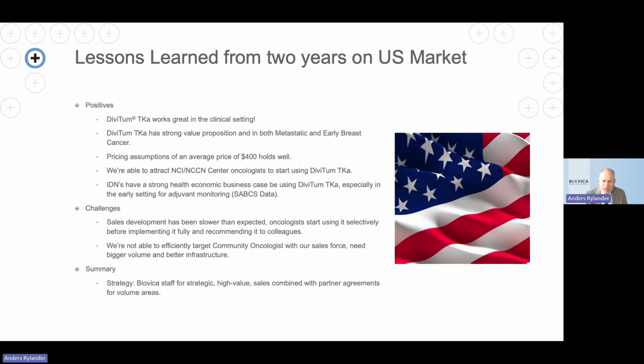So if you summarize it, we have a lot of positives, we have some challenges, and I think we've been able to address them through the Tempus agreement, by finding partners within the IDN area and building on the NCI centers. So we're well positioned for growth going forward in all these areas.